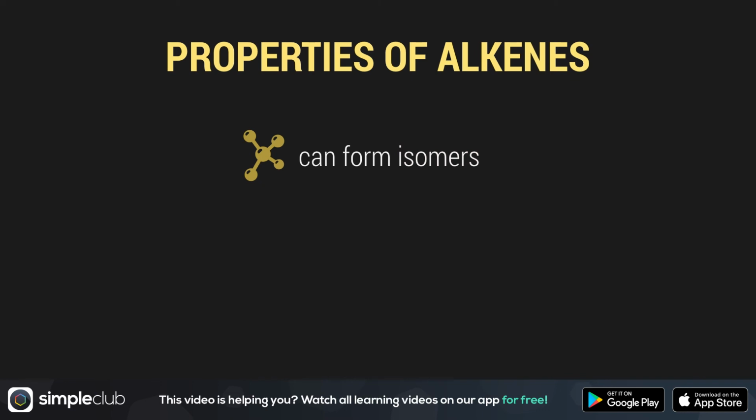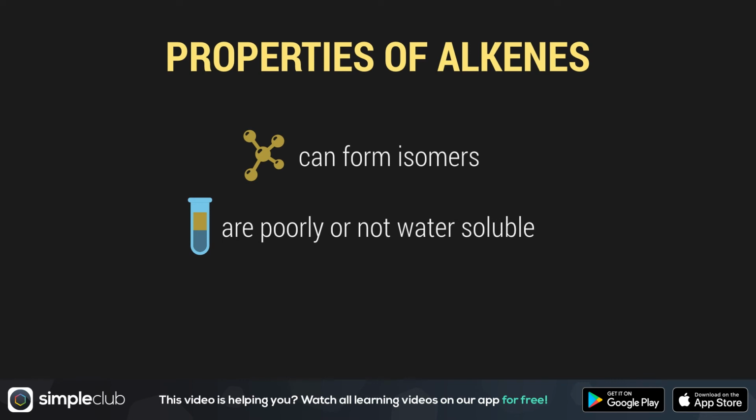Alkenes can do something else still. They are, for example, poorly or not water-soluble at all. But to compensate, they are flammable. When their combustion is complete, the carbon-hydrogen bonds are rearranged to form carbon dioxide and water. The structure and properties of alkenes are crystal clear now, right?